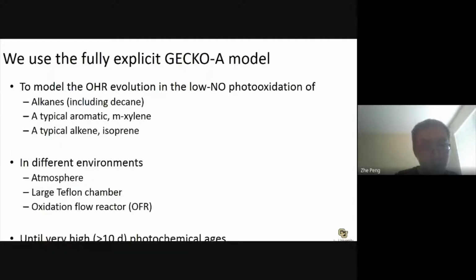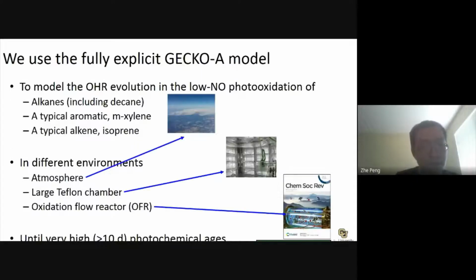With this version, we studied OHR evolution in different environments: atmosphere, large Teflon chamber, and an alternative to chambers that can reach very high ages. That is the oxidation flow reactor. If you are interested in more detail about OFR, you can refer to this review paper we published in Chemical Society Reviews earlier this year.